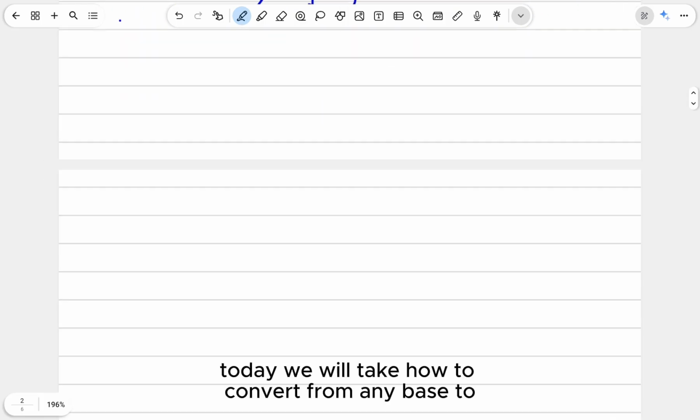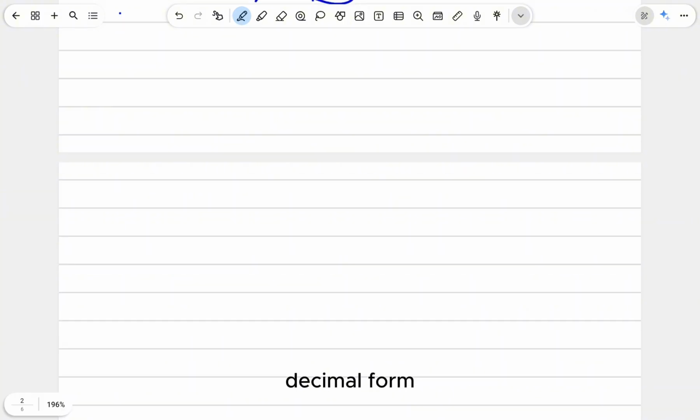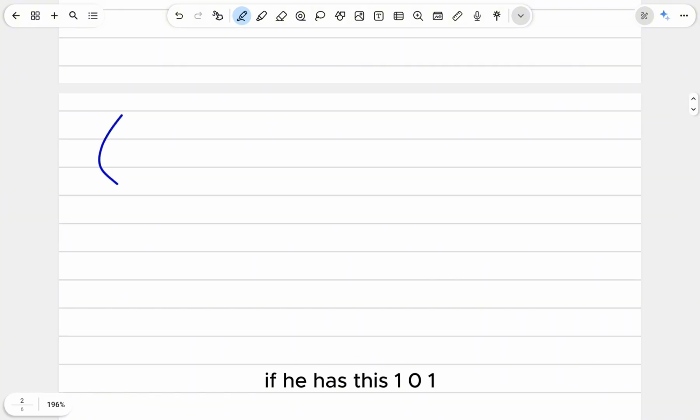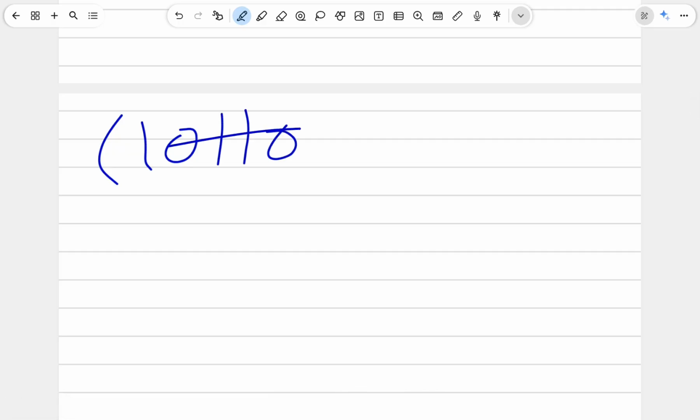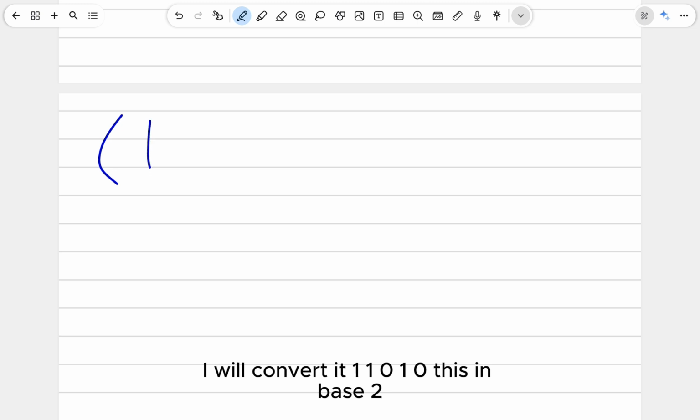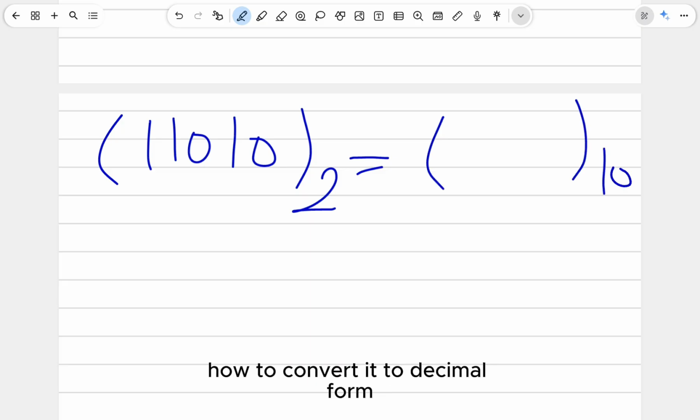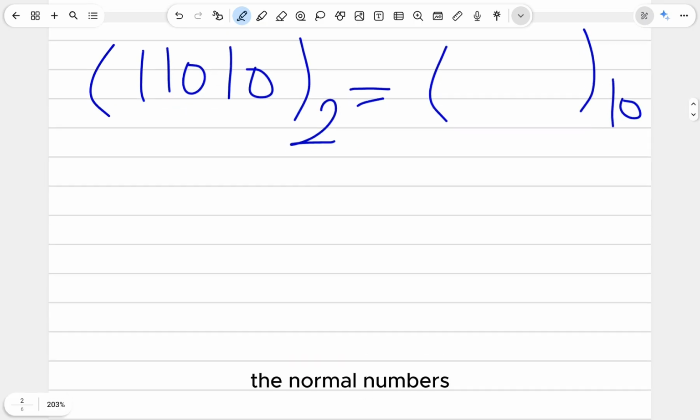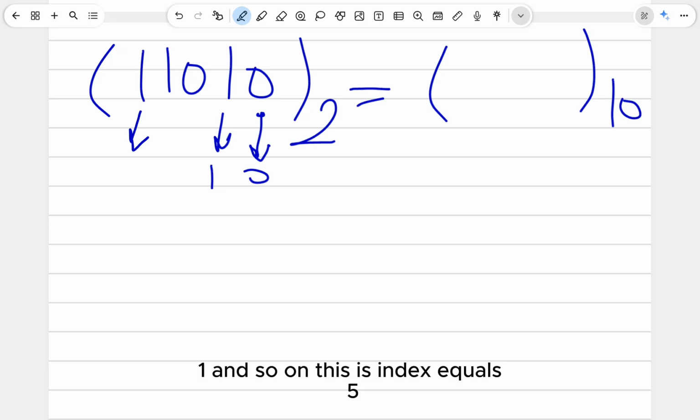Today we will learn how to convert from any base to decimal form. Say we have this number, 11010, that's in base 2. How do we convert it to decimal form, the normal numbers? Its index is 0, 1, and so on. This is index equals 5.